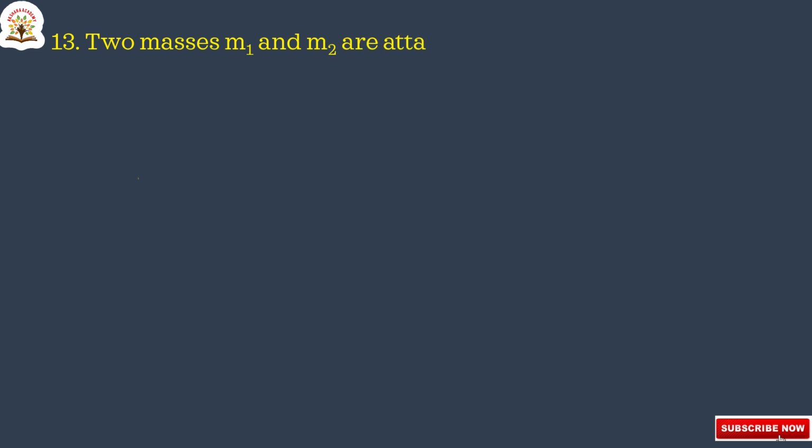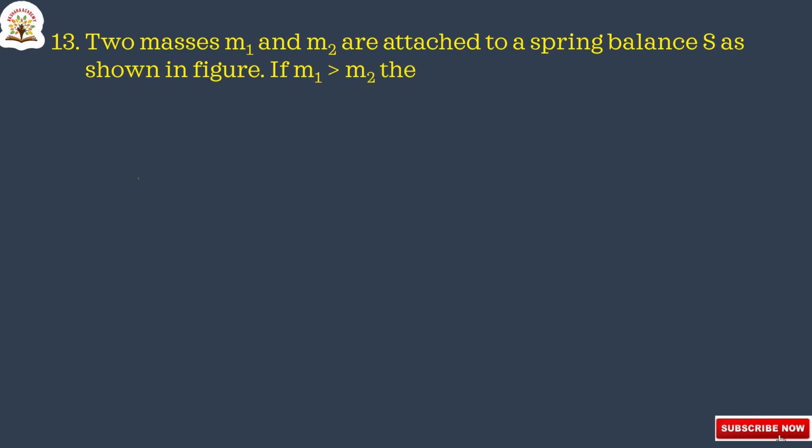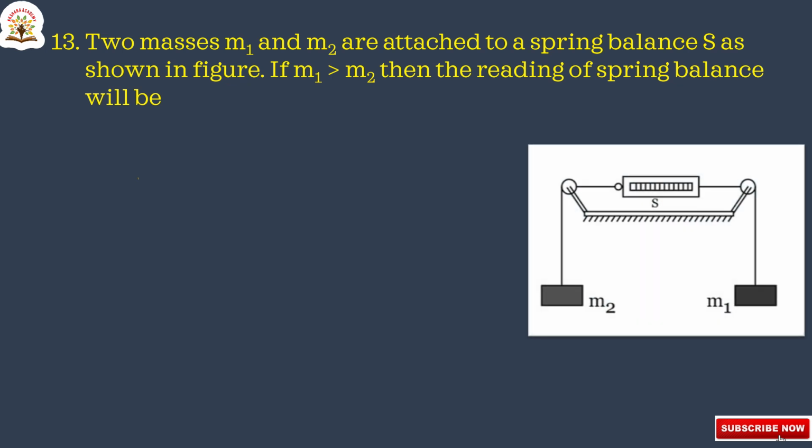Okay, next we'll go to the next question. Two masses m1 and m2 are attached to a spring balance S as shown in the figure. If m1 is greater than m2, then the reading of the spring balance will be? See this figure, this is the spring balance, and two masses m1 and m2, this is m2 and this is m1, are attached to this spring balance S. If m1 is greater than m2, then what is the reading in the spring balance, we have to calculate. Let us go to the solution.